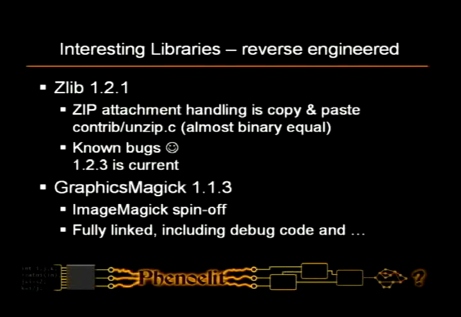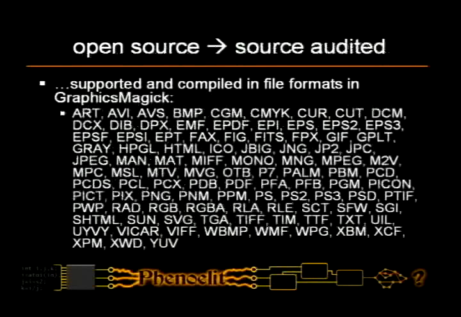Current, okay. And for image parsing, there has been GraphicsMagick. GraphicsMagick is a spin-off from ImageMagick. Now, ImageMagick is not really known for very secure and well-designed code. GraphicsMagick turns out to be even worse. And the thing is, it was fully compiled with all debug code, with everything you can imagine, linked into the server. So I checked the website of GraphicsMagick, and this is the list of file formats GraphicsMagick supports. Now, this is quite a resource to find parsing bugs.